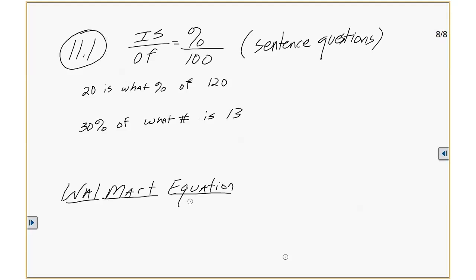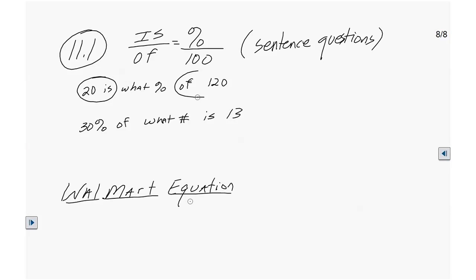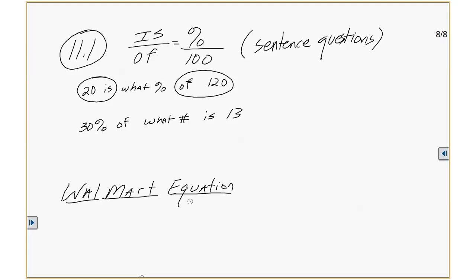So the other one is 30% of what number is 13. 3 is what percent, 3 is what number. I'm trying to figure the third one out. I'll figure it out in a minute. But what you do is you take that number and this number, and where do you put them? You put them in the formula.